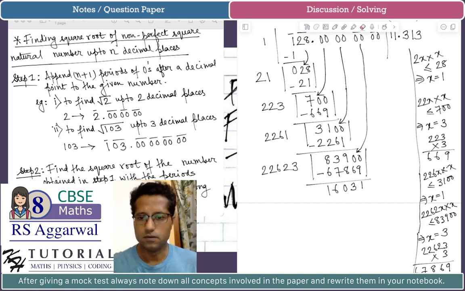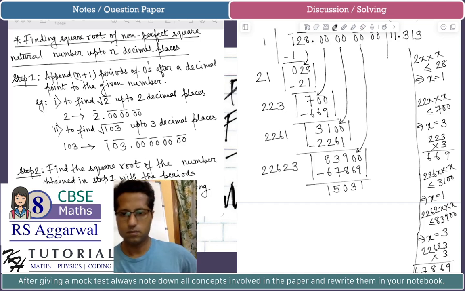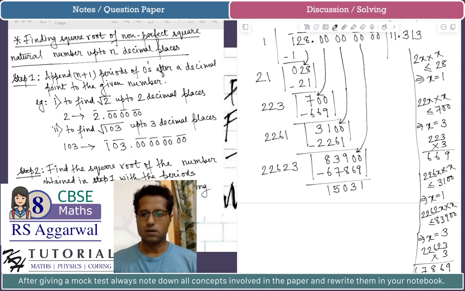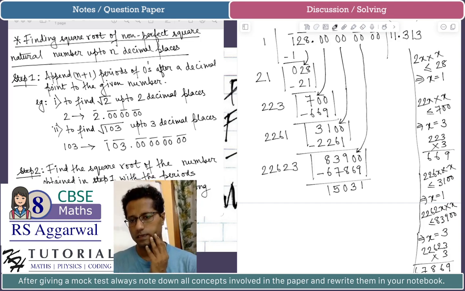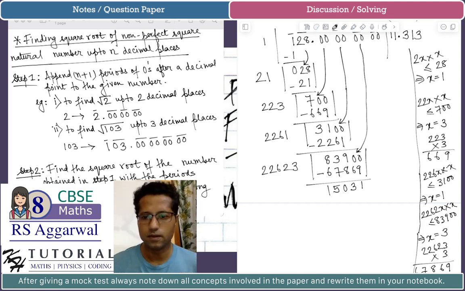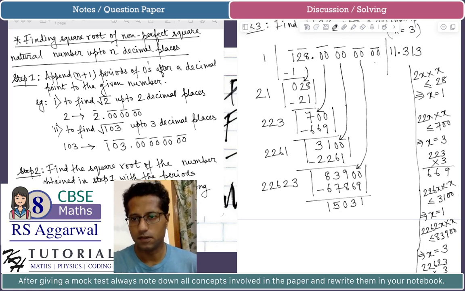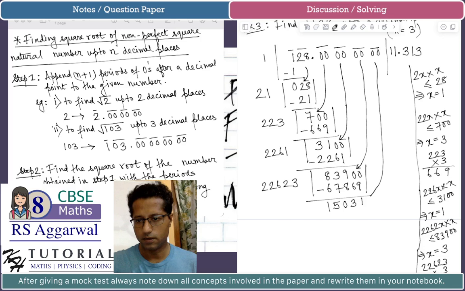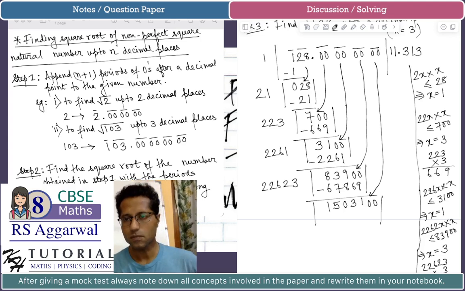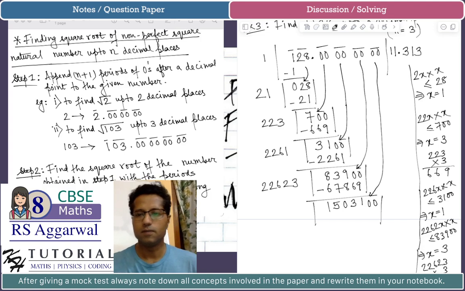I think this will be 5. Now 10, 10, 9, 10, 9, 10, 13. Yes, now it is fine. So now we bring the next period, which is the last period, and append that to the current remainder, which is 15031, and the next dividend becomes 1503100.